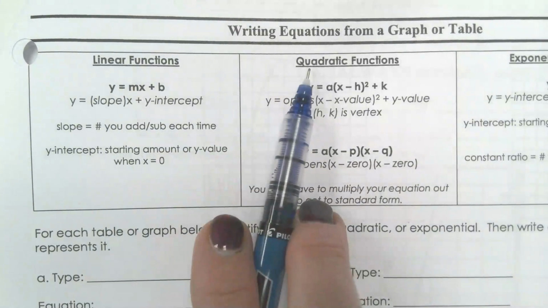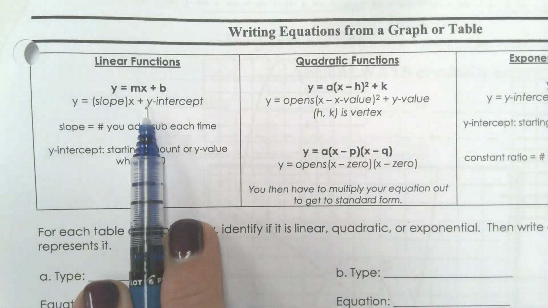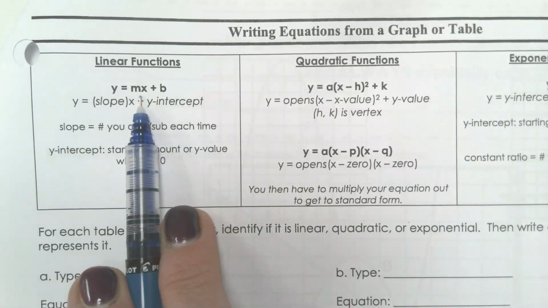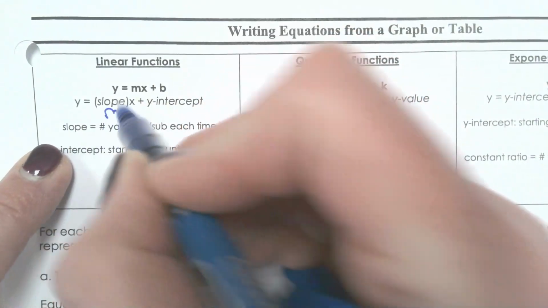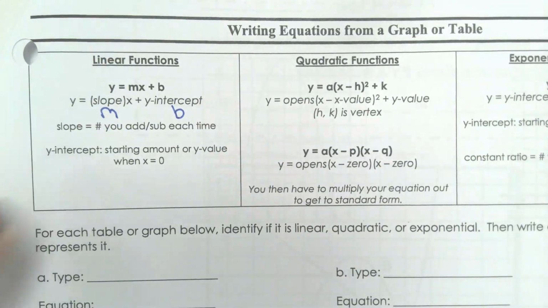So the next thing we're going to do is learn how to write equations from a graph or a table. So we just did this the other day. If you have a linear equation, we're going to start it off in the form y equals mx plus b, where the m is going to be the slope of your line, and the b is the y-intercept.